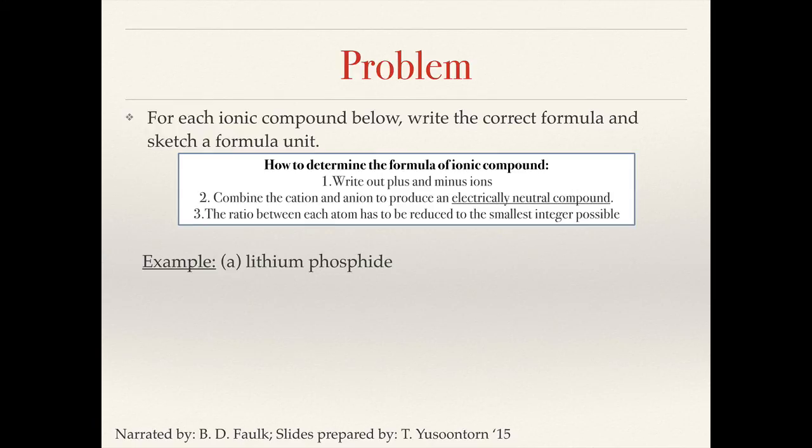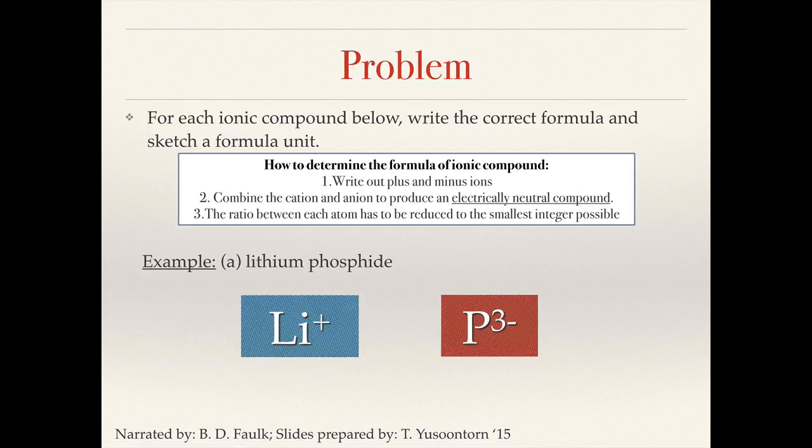So for A, we're asked to look at lithium phosphide. So the first step is to figure out what actually lithium and phosphide are. We know that lithium is in group 1. It is the metal, it's written first, so it has to form a cationic charge, and the charge is going to be +1. Phosphide is the anion. It's a nonmetal, and it ends in "ide," indicating that it's monatomic. And since it's in group 15, we know that it forms a P3- charge.